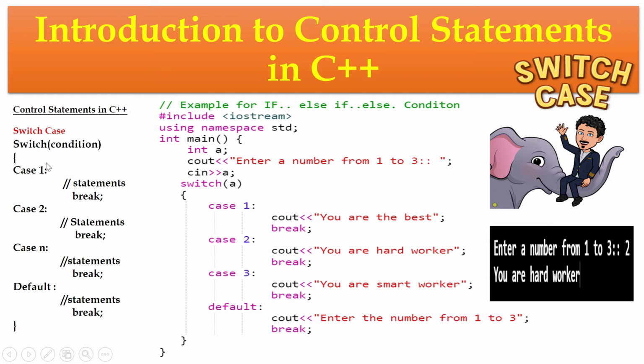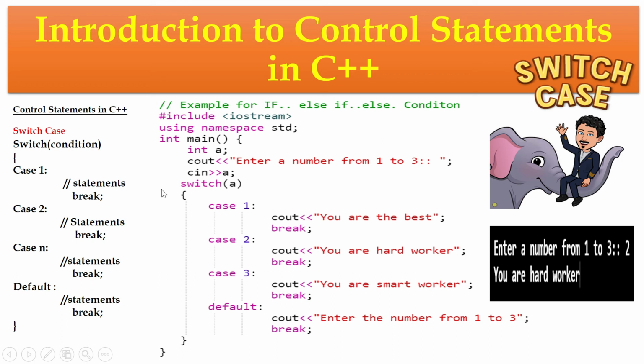So let us say case one. If this condition is true, this piece of code will get executed, and we are going to break the rest of the program by using the break statement. Okay. So if case one fails, then it will go for case two. It will check whether case two satisfies the condition, then this part will get executed, and then we are going to break the program. So it will continue up to n conditions. If all the conditions fail, the default will get executed.